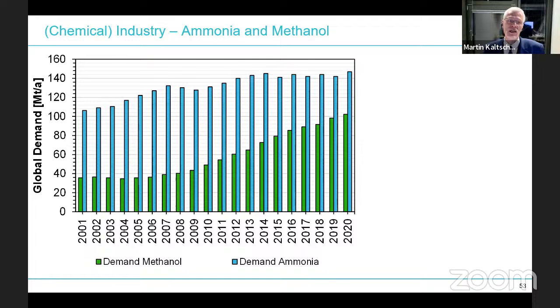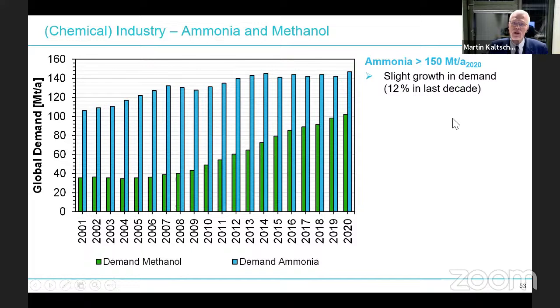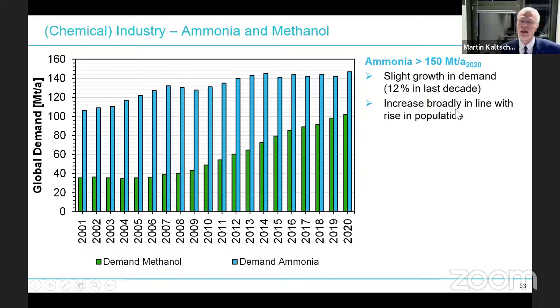Yeah. So today we've seen that the overall market for ammonia is more than 150 million tons per year, and we have a slight growth of 12% in the last decade. The increase is broadly in line with the rising population, because the main market for ammonia is fertilizer. And of course, when we talk about fertilizer, it's feeding a growing world population.